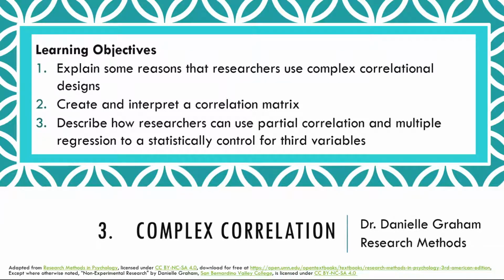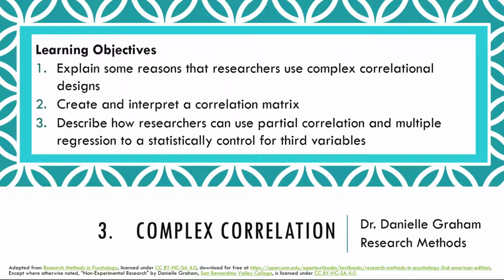Section 3, Complex Correlation. The learning objectives for this section are: 1. Explain some reasons that researchers use complex correlational designs. 2. Create and interpret a correlation matrix. And 3. Describe how researchers can use partial correlation and multiple regression to statistically control for third variables.